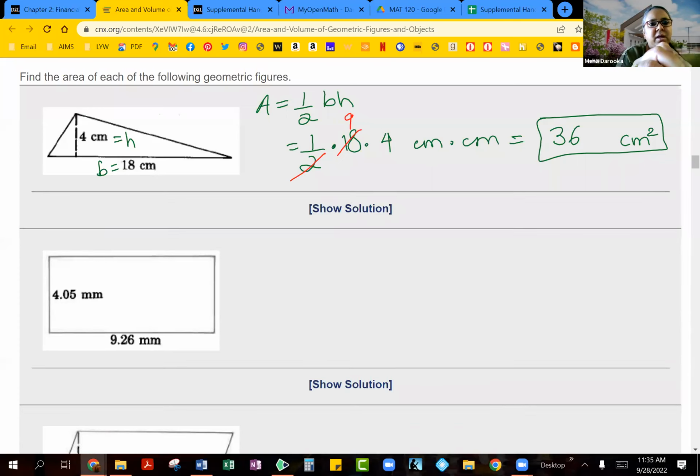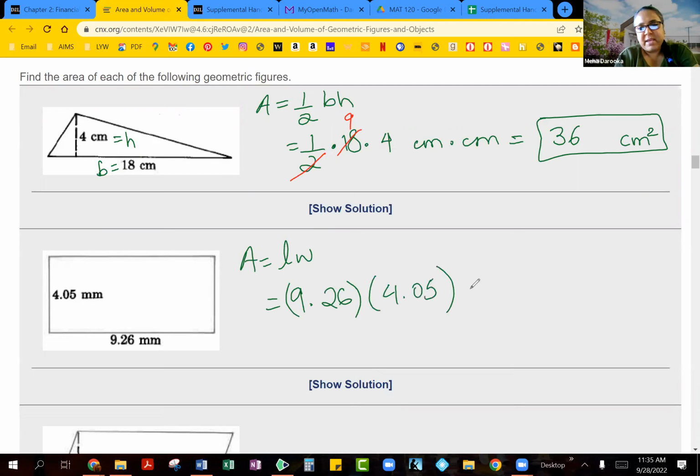Okay, wonderful. Let's look at our rectangle over here. So remember, the area of a rectangle is length times width. In this case, you are looking at length as 9.26, and you're multiplying that with 4.05. And again, you are doing millimeters times millimeters, which of course will give us millimeters squared. What do you think this comes out to be?